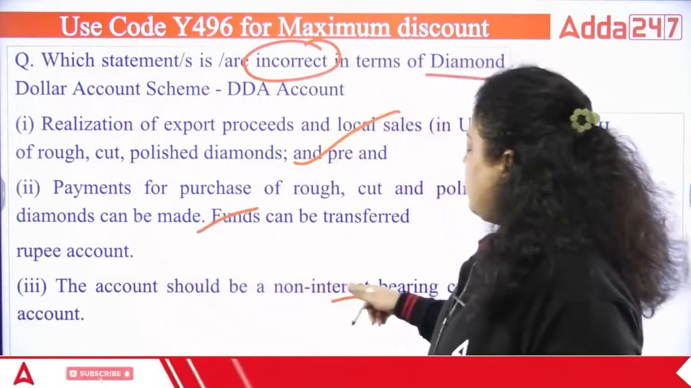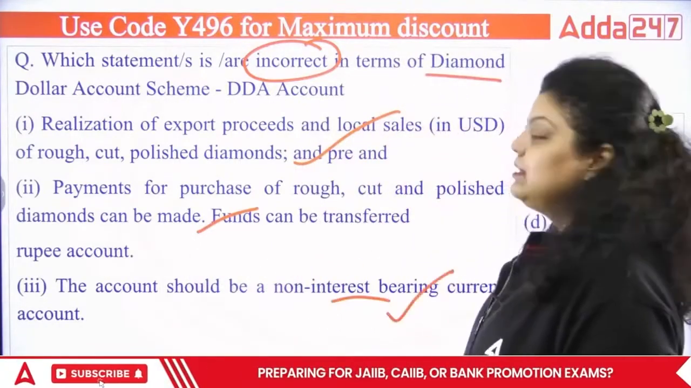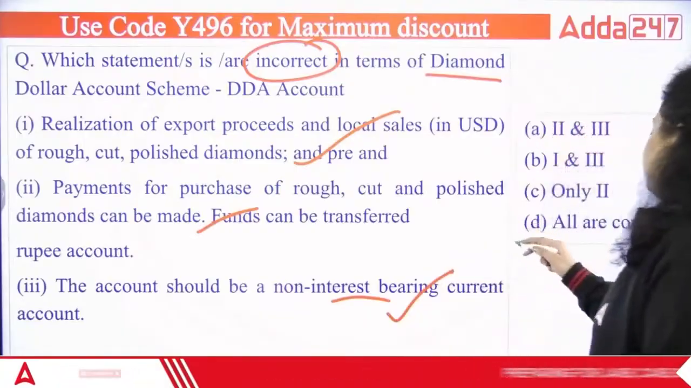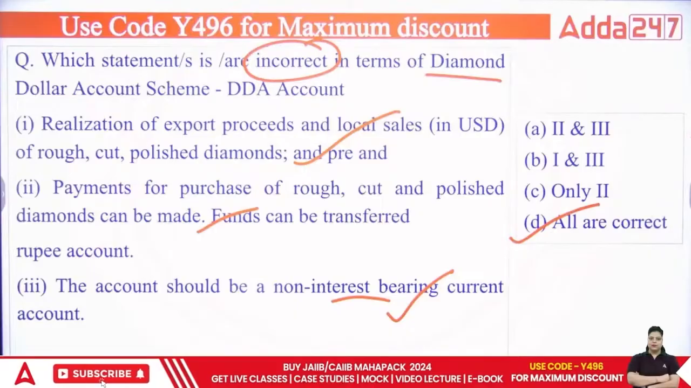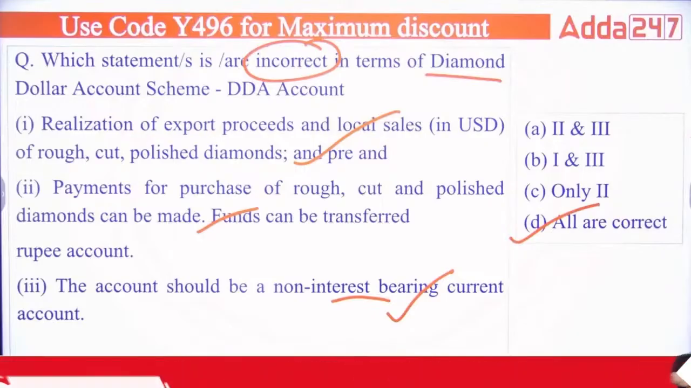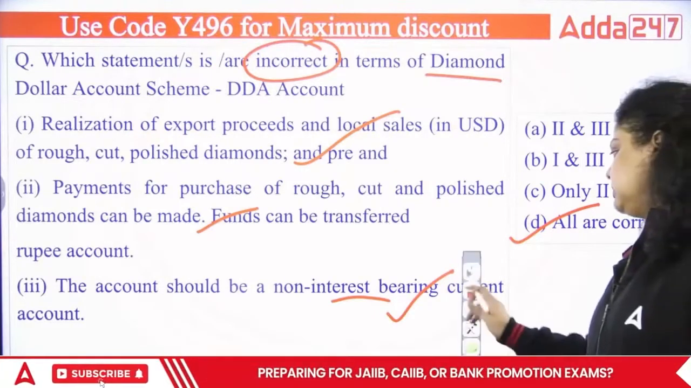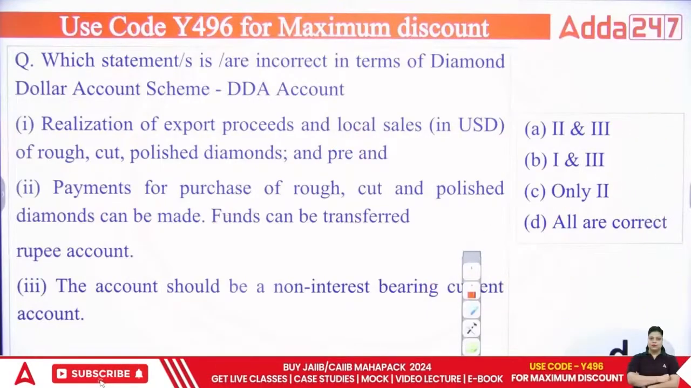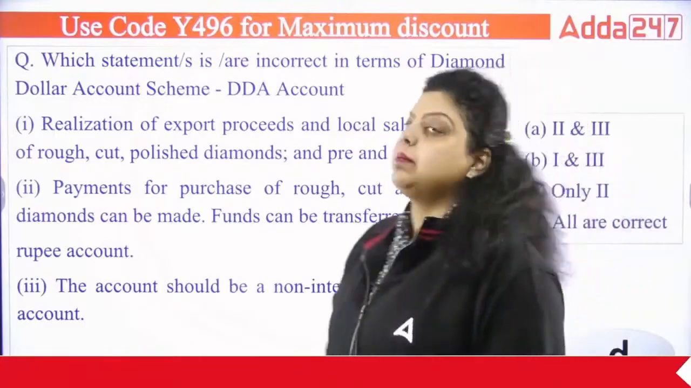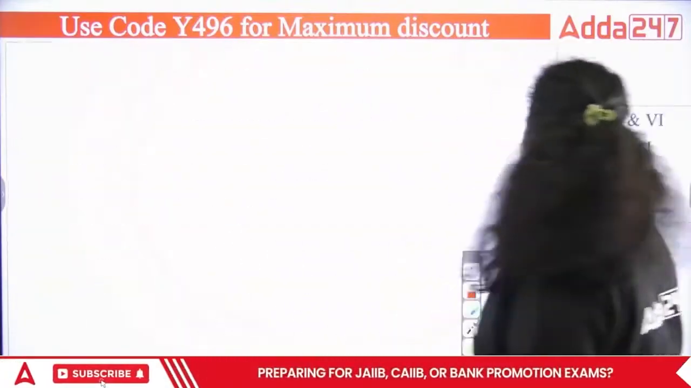In the DDA account, the account should be a non-interest bearing current account. This is also true. It means the right answer will be all are correct. None of these statements are incorrect. All are correct statements regarding the DDA account scheme. So the right answer will be D. Do remember what DDA is: it's a Diamond Dollar Account. Okay, next.